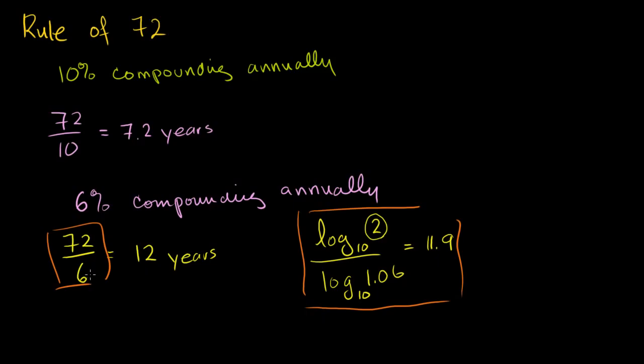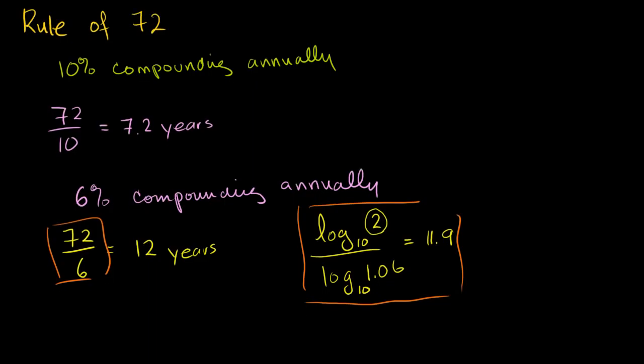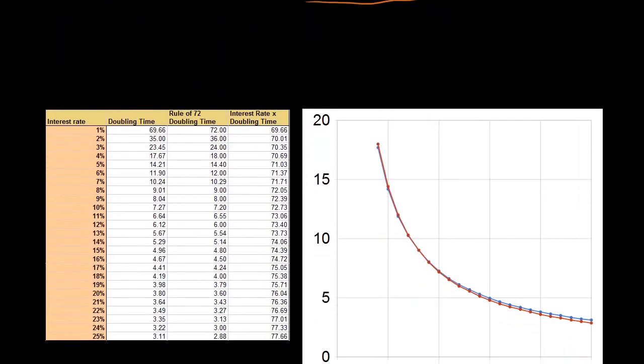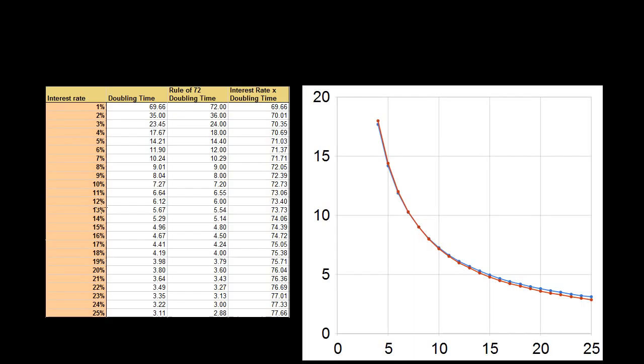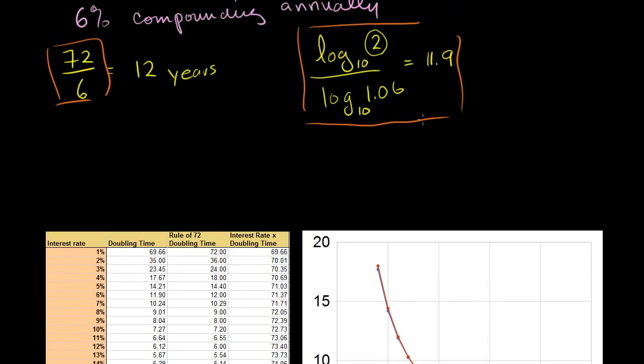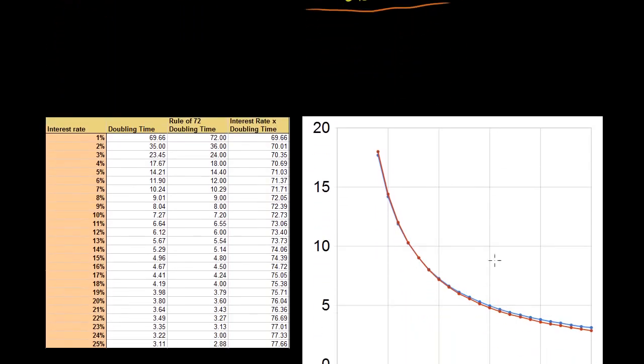And just to get a better sense of how good this number 72 is, what I did is I plotted on a spreadsheet. I said, OK, here's the different interest rates. This is the actual time it would take to double. So I'm actually using this formula right here to figure out the precise amount of time it'll take to double. Let's say this is in years, if we're compounding annually. So if you're at 1%, it'll take you 70 years to double your money. At 25%, it'll only take you a little over 3 years to double your money.